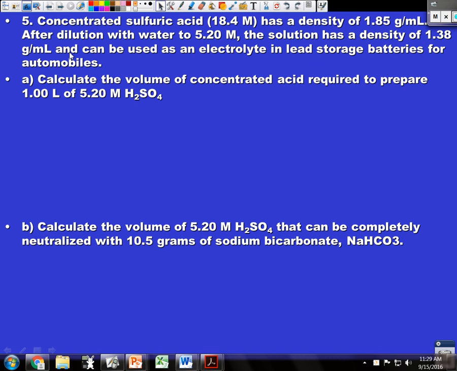Put them in that box. Thank you. So logically, does it make sense why the density is different? Okay. So it has a density of 1.38 grams per milliliter and can be used as an electrolyte. What does it mean as an electrolyte? It conducts current, in a lead storage battery for automobiles, and that is true.